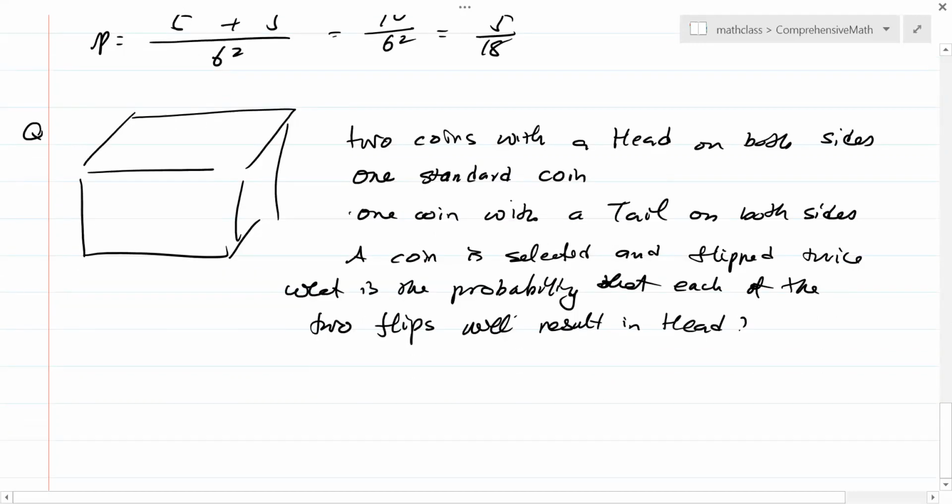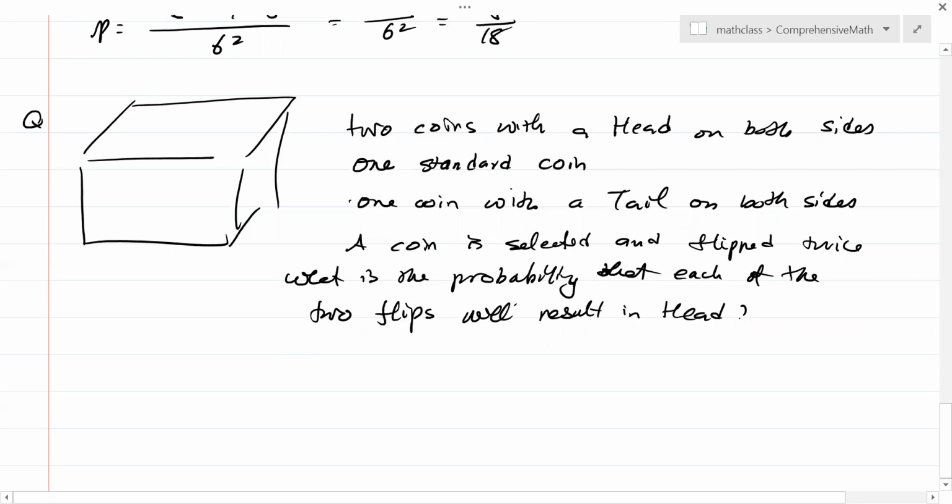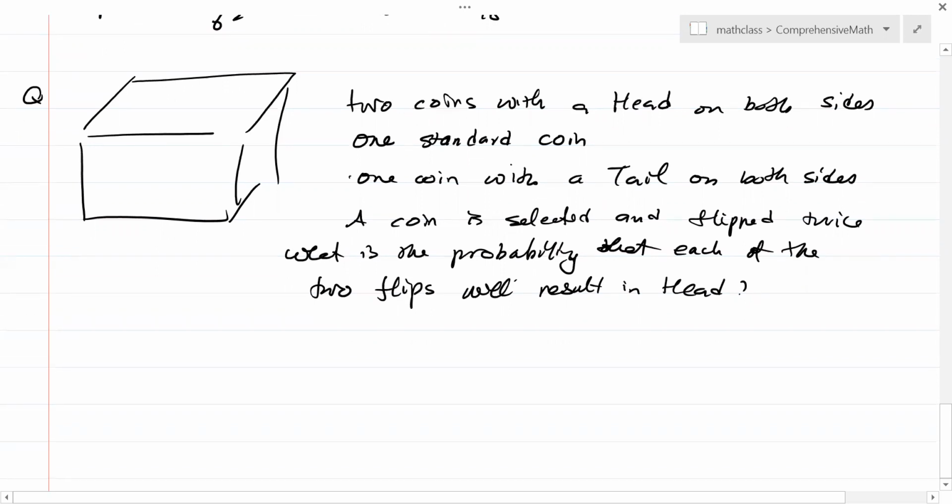All right, so there's a possibility. If you get one of those two coins with two heads on both sides, then you always get head. Each of the two flips will result in head, right? Clear, no problem. If you use a regular coin, then the probability will be much lower for each of the two flips to result in head. Okay, the last one. If the coin selected has a tail on both sides, then you never get head.